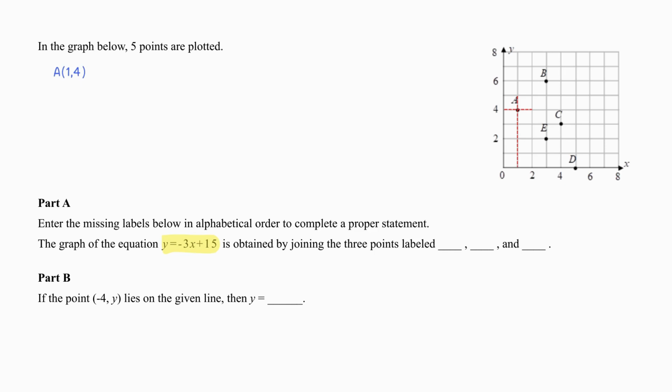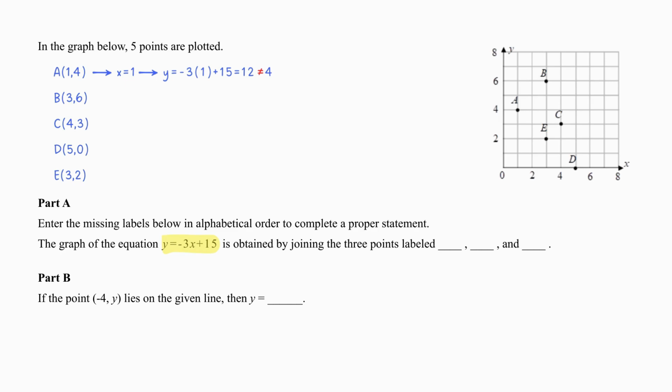Point A, (1, 4). Point B, (3, 6). Point C, (4, 3). Point D, (5, 0). Point E, (3, 2). The easiest way is to plug the x value into our equation and see if the y value matches. Point A, x equals 1, y equals negative 3 times 1 plus 15. So y equals 12. Looking at the given coordinates, (1, 4). Point A doesn't belong to the given line.